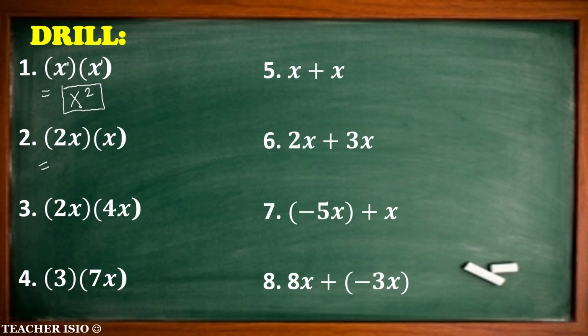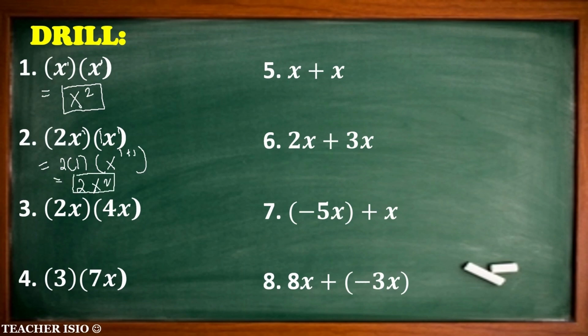We have 2x times x. So automatic, the numerical coefficient here is 1. That's why we have 2 times 1 times x. Again, may invisible 1 dito. We have 1 plus 1. So the answer is 2 times 1, we have 2x squared.